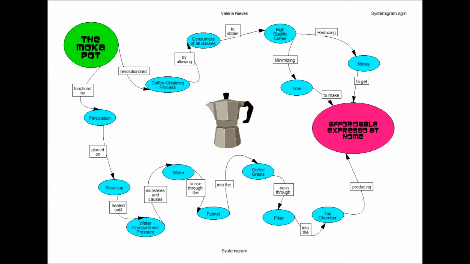The following is a systemogram of the moka pot system. The moka pot functions through percolation, in which it is placed on a stovetop and then heated until the water compartment pressure increases and causes the water to rise through the funnel into the coffee grains. It then passes through the filter into the top chamber, producing affordable espresso at home. It revolutionized the coffee obtaining process by allowing consumers of all classes to obtain high-quality coffee, minimizing their time and money to make affordable espresso at home.